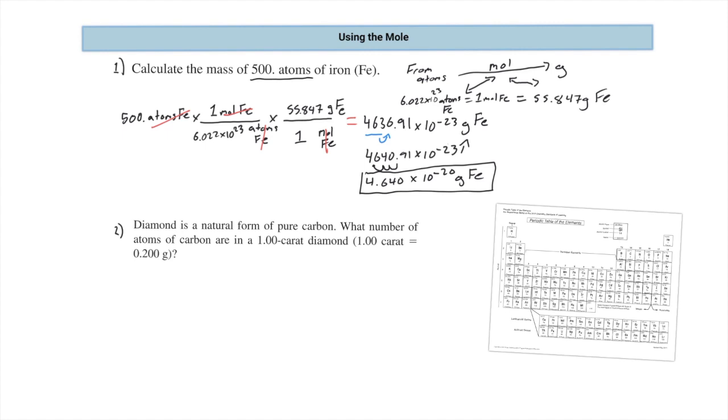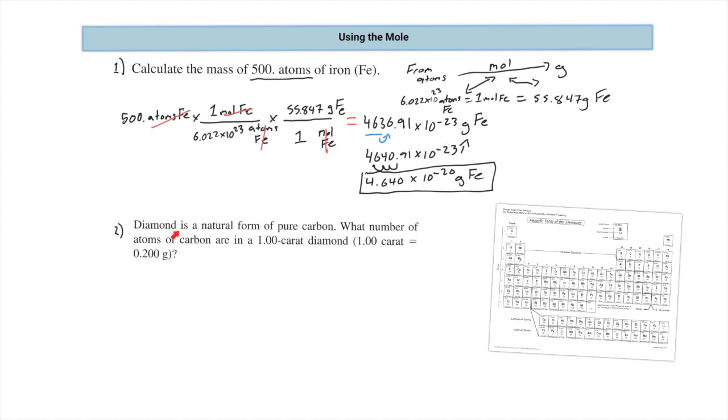So we can do multi-step conversions because we couldn't go straight between atoms and grams. We had to first go to moles. The mole is our bridge. Let's look at our last problem.